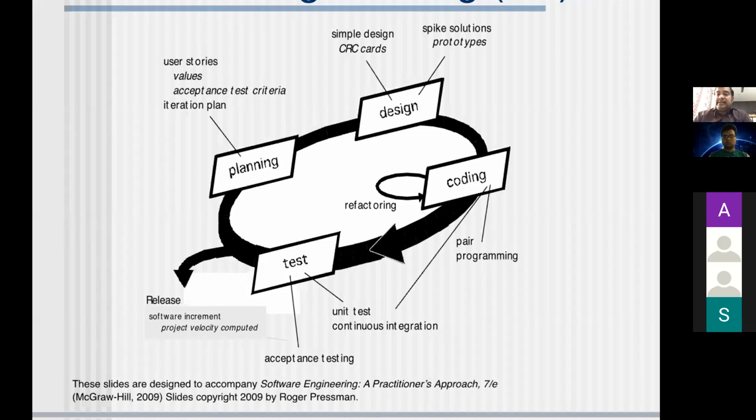In the first release itself, we'll get to know what is the next part of the product that we have to work upon. That is software increment. And project velocity computed means the speed or pace at which all these activities happened. Mostly this entire thing will happen in a week's duration.